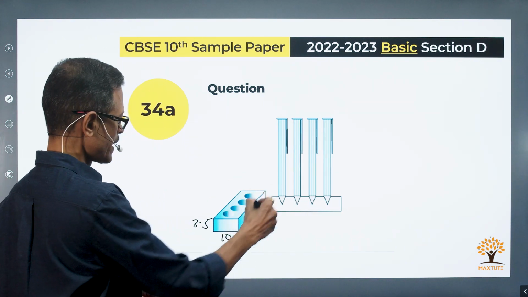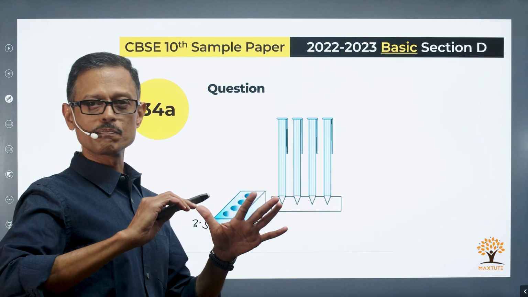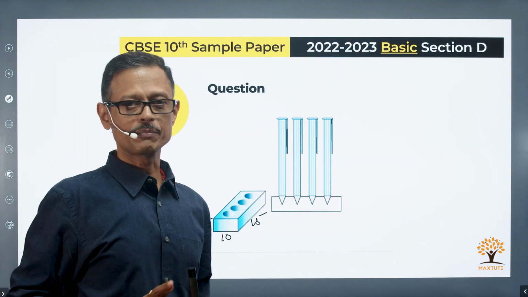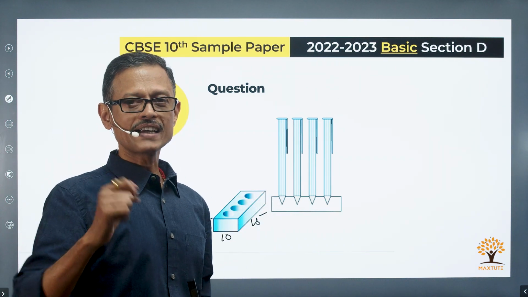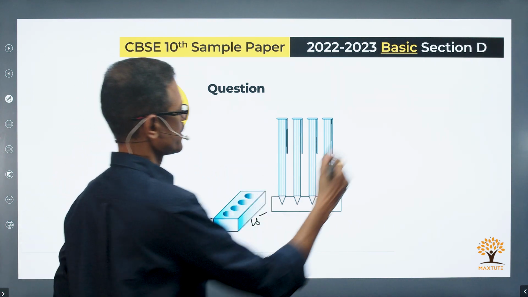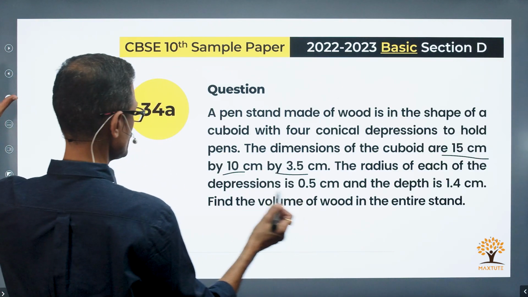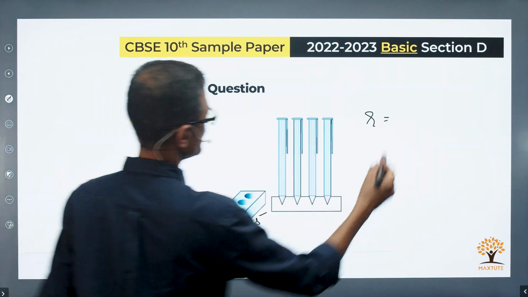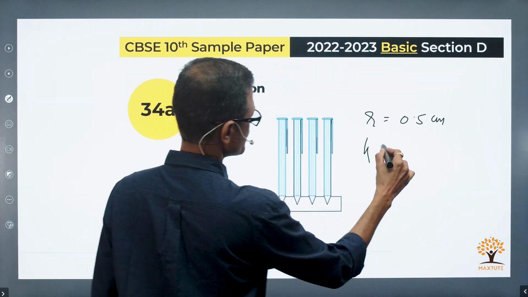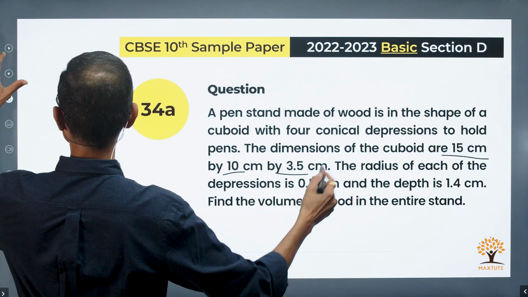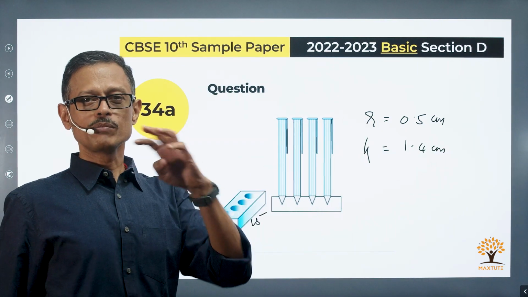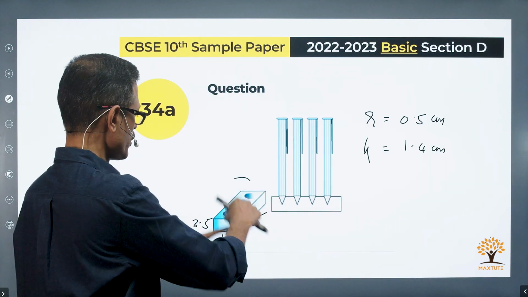Right. First, let's find out the volume of the wood had this pen stand, had this cuboid not had any of these conical depressions. We'll find that out. From that, we're going to subtract the volume of 4 of these cones, each of which has radius 0.5 centimeters, and the depth, which is the height, is equal to 1.4 centimeters. So essentially, we'll subtract the volume of 4 such cones from the volume of this cuboid.